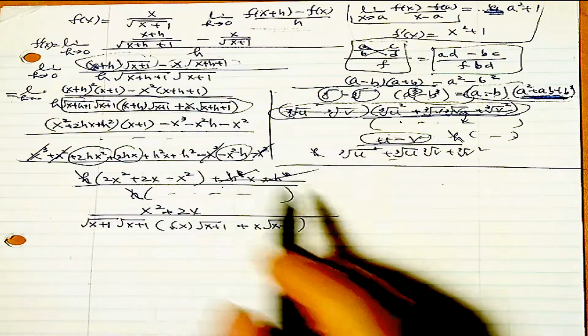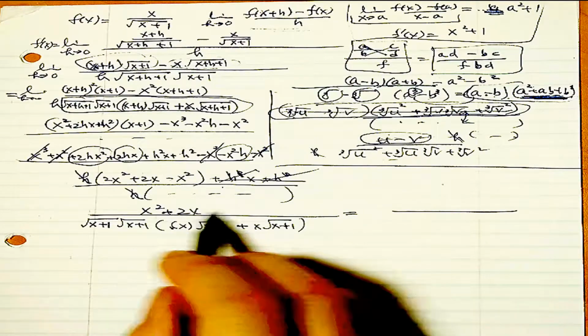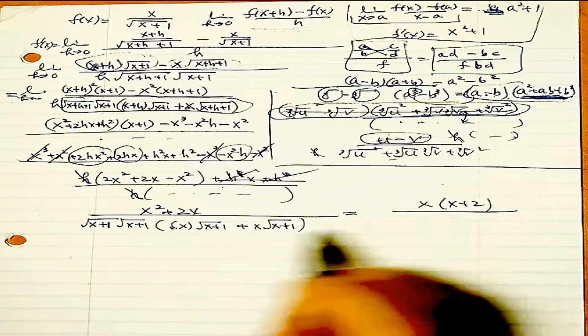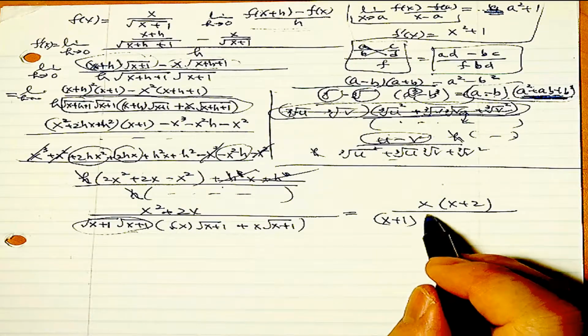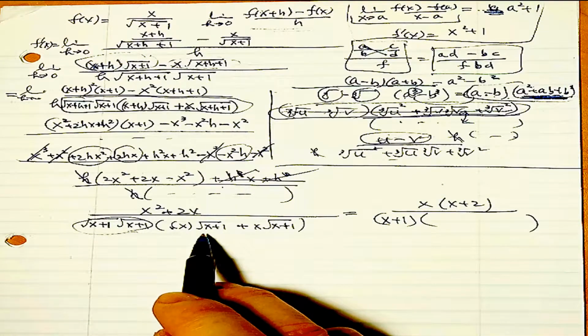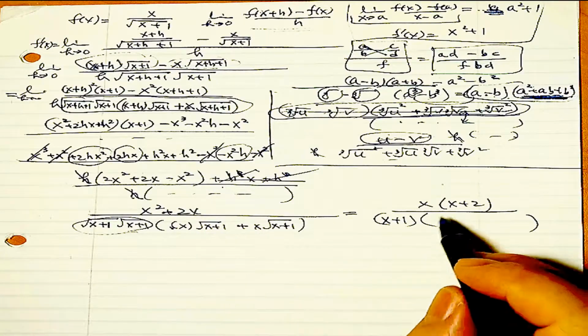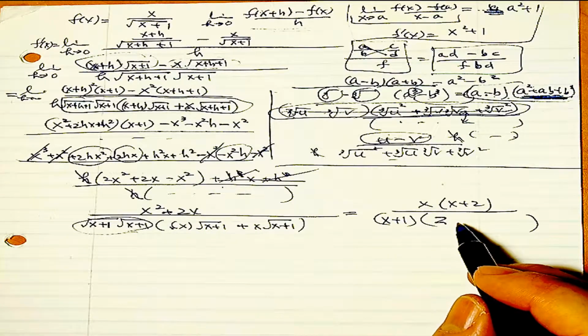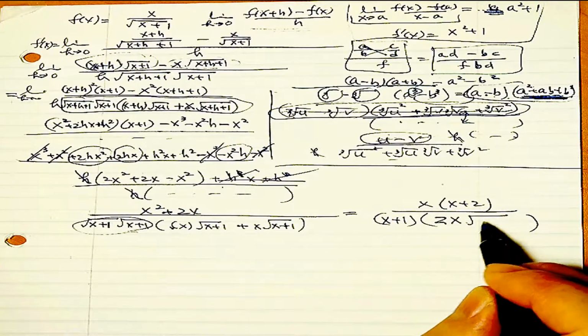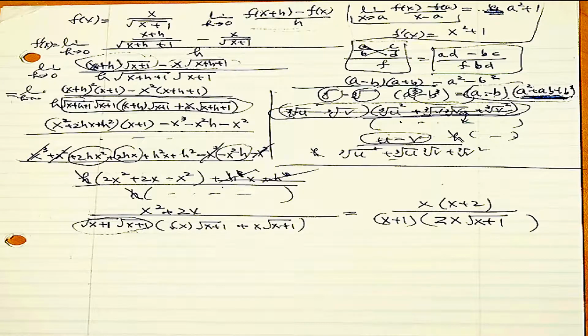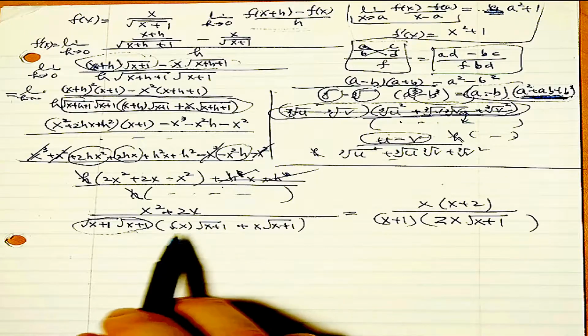Okay, all the h is gone. Now I can simplify that even further. The top I can simplify: x plus 2. The bottom, these two are identical, so that is simply x plus 1, all multiplied by... these two are identical, so which is 2 x root x plus 1, 2 root x, 2 x root x plus 1.